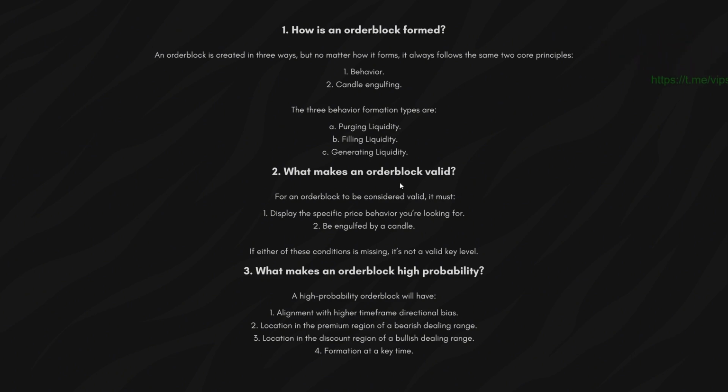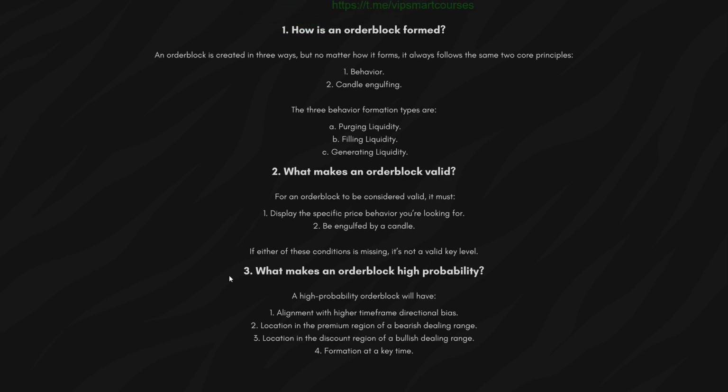Now, this question is also pretty simple and it can be answered through what we just discussed. Okay, for an order block to be considered valid, it must first of all display the specific price behavior that we are looking for, which is one of these three behaviors. And number two, be engulfed by a candle, which means that if a candle or a group of candles show one of these three behaviors, and then that candle or those candles get engulfed, that leads to the formation of a valid order block. Okay, and if either of these conditions is missing, then that's not a valid key level or a valid order block.